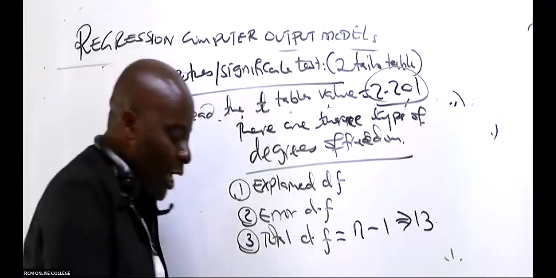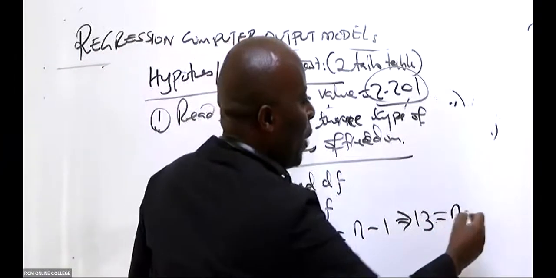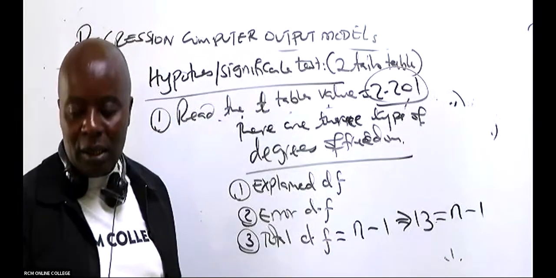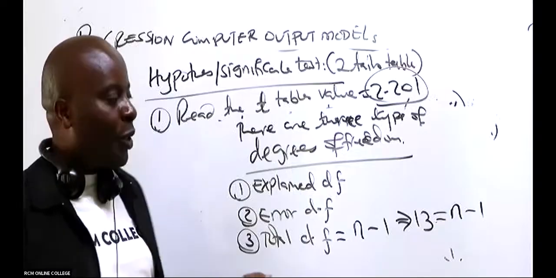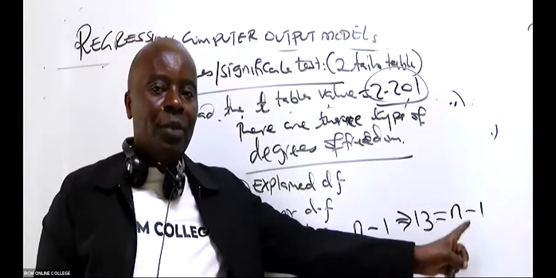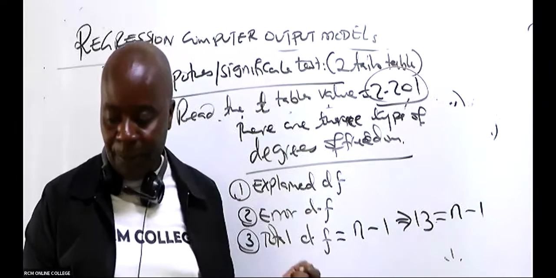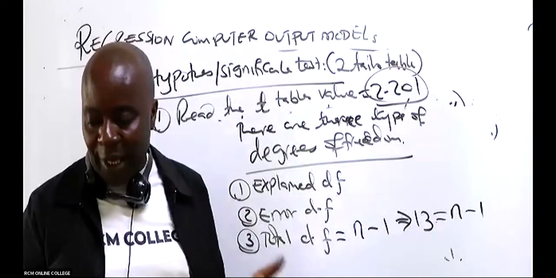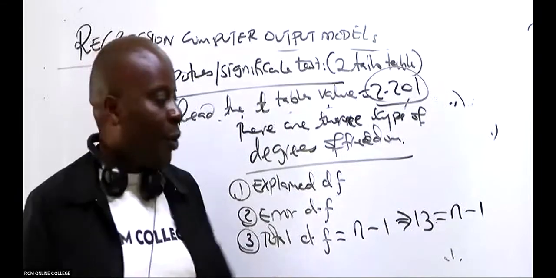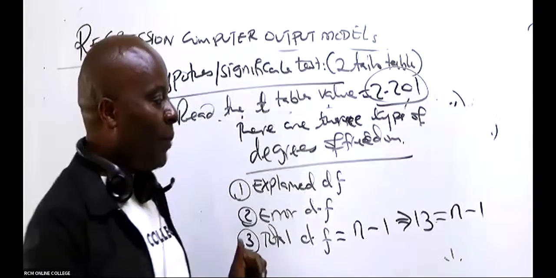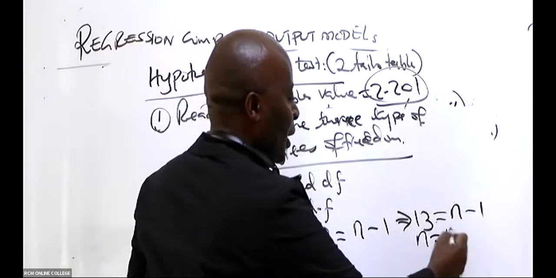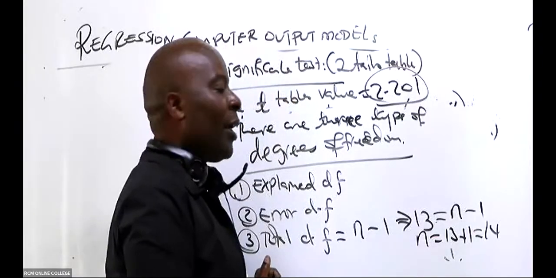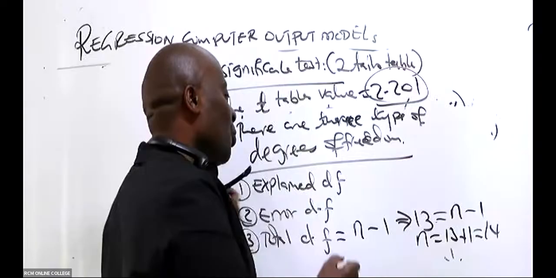Which will be equal to n minus 1. N we don't know, but now because we have everything, we can easily get n. Is there someone who is able to see that n will be 14? Because when this minus 1 crosses over, it becomes plus. So it becomes n equals 13 plus 1, which gives us 14.